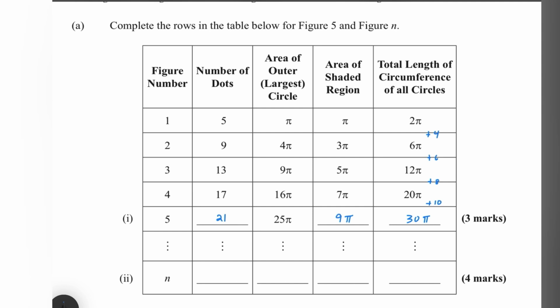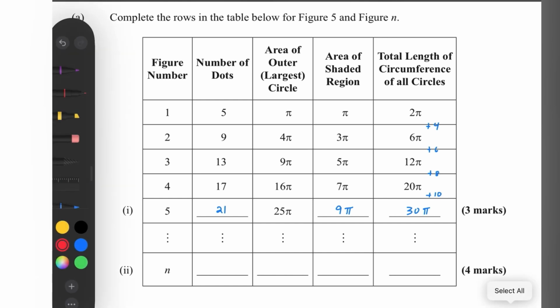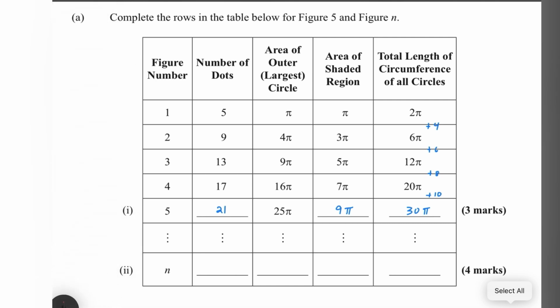Now let's try to generalize this rule, to get the number of dots in any figure if you know the figure number. Here's how you do it. You look for the common difference between each new figure number and the number of dots. Each new figure number, you're adding 4. So 5 plus 4 is 9, 9 plus 4 is 13, 13 plus 4 is 17, 17 plus 4 is 21.